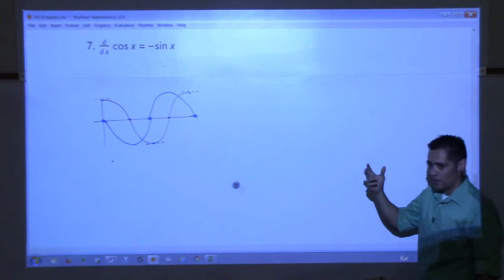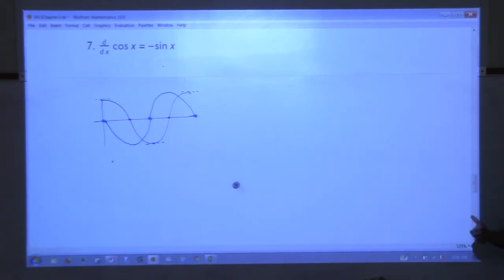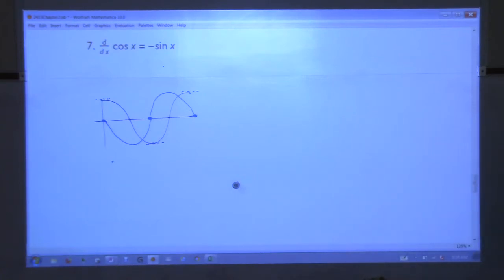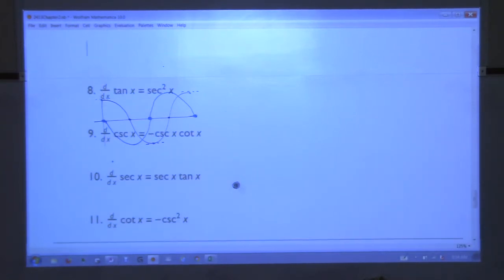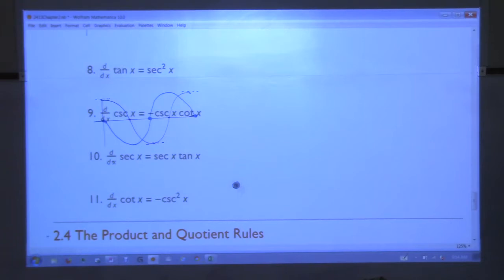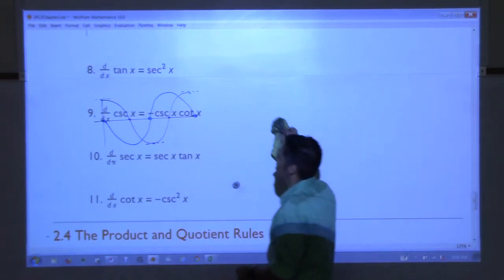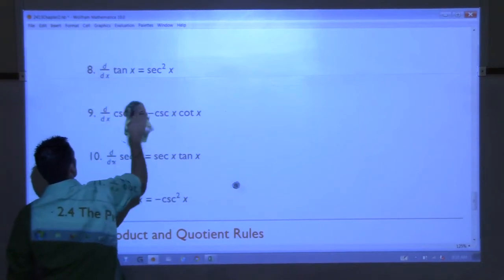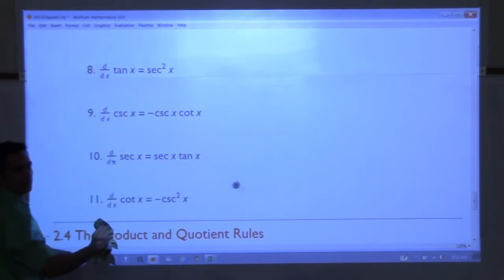Those have to be memorized. Derivative of sine of x is cosine x. Derivative of cosine x is negative sine x. And then the next one has to be memorized. The derivative of tangent x is secant squared x. Now this one I will prove to you, but not yet. Just for now, try and remember it.